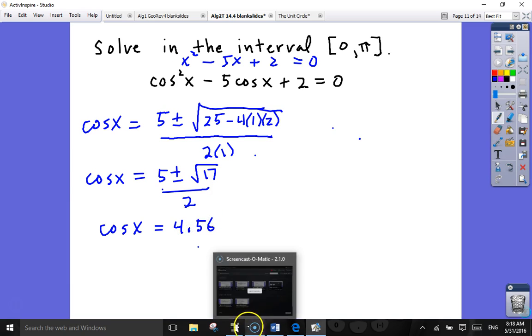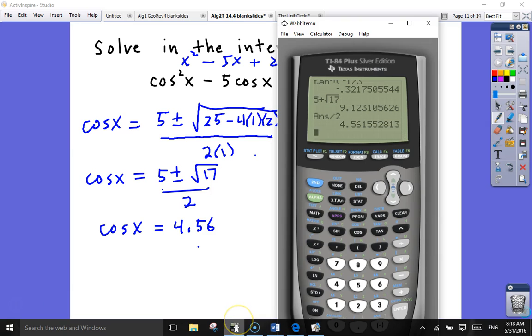So 5 plus the square root of 17, enter, divided by 2. So 4.56. Okay, do it again, this time with the minus. 5 minus the square root of 17, enter, divided by 2. 4.38, I'll call it 0.44, just to round to 2 decimal places.